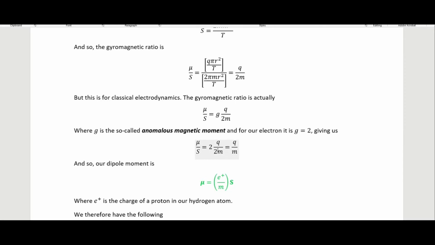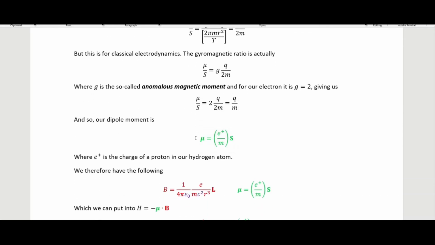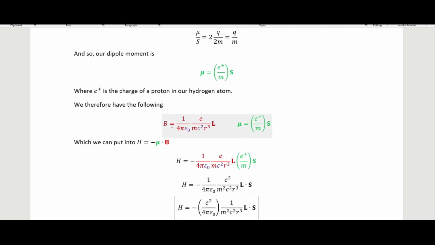If we multiply both sides by S, then our dipole is mu equals, and I put the e plus here because we're now thinking of the positive charge of our proton, divided by mass times our S operator, the spin angular momentum operator of the electron. And so we therefore have the following: this for our B, our magnetic field, and this mu for our magnetic dipole.